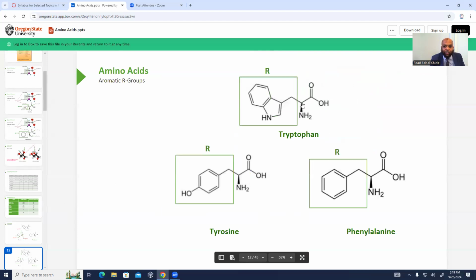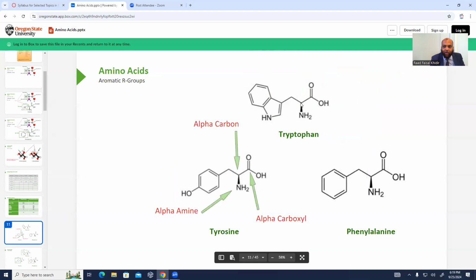So now you can tell that is my alpha carbon, and these are my carboxyl group. Is the carboxyl group acidic or basic? Acidic. Is the NH2 acidic or basic? Basic. Excellent.